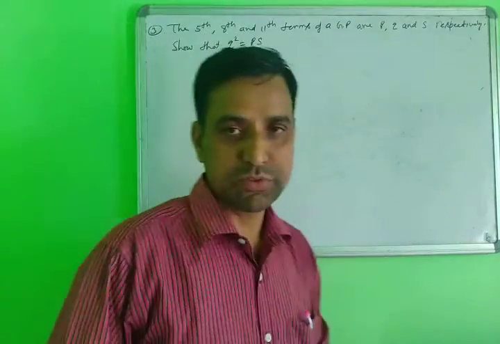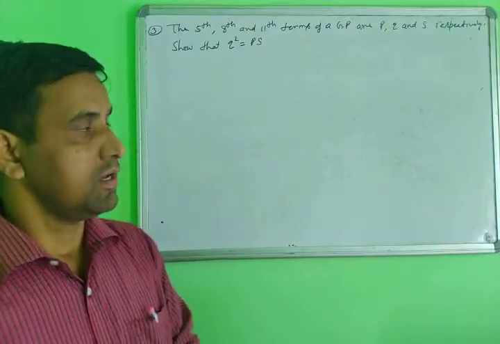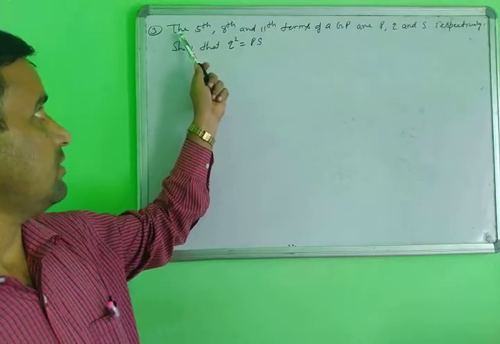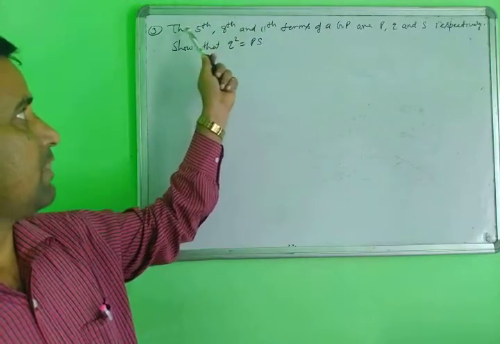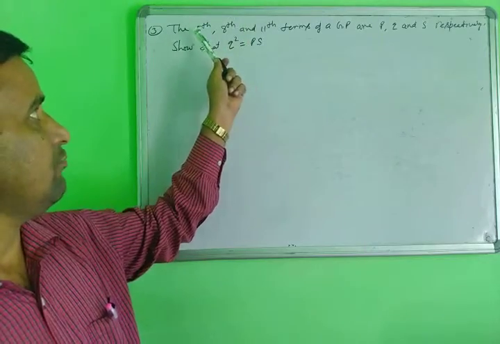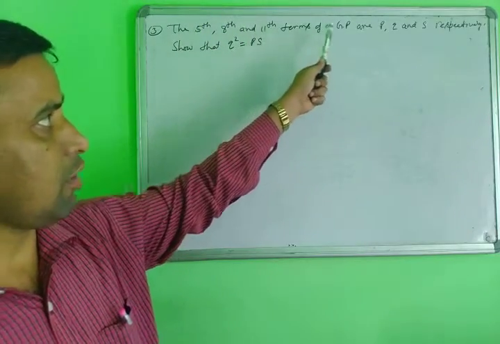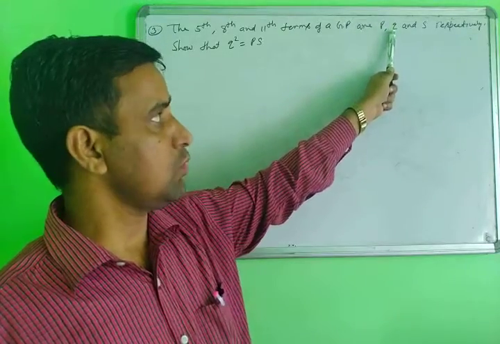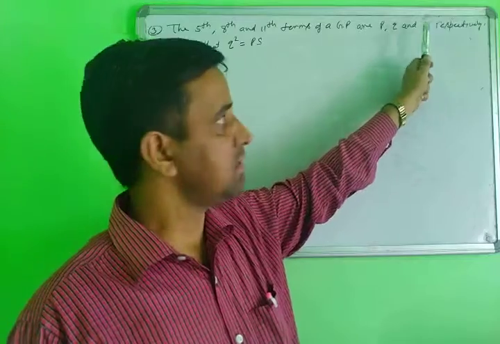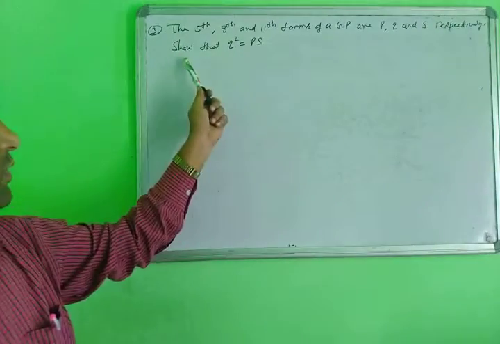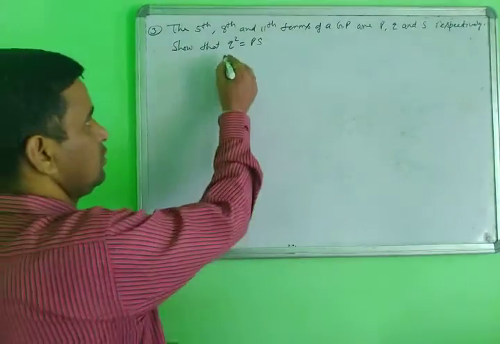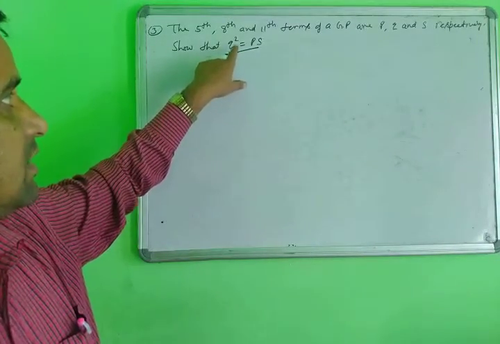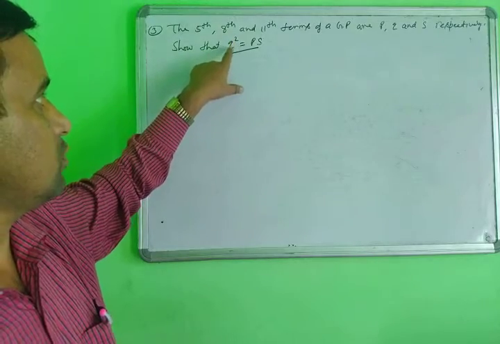Yes, class. Next, I am taking question number 3, a different type of question. If the 5th, 8th and 11th terms of any GP are P, Q and S respectively, then you have to prove that Q square equals PS.